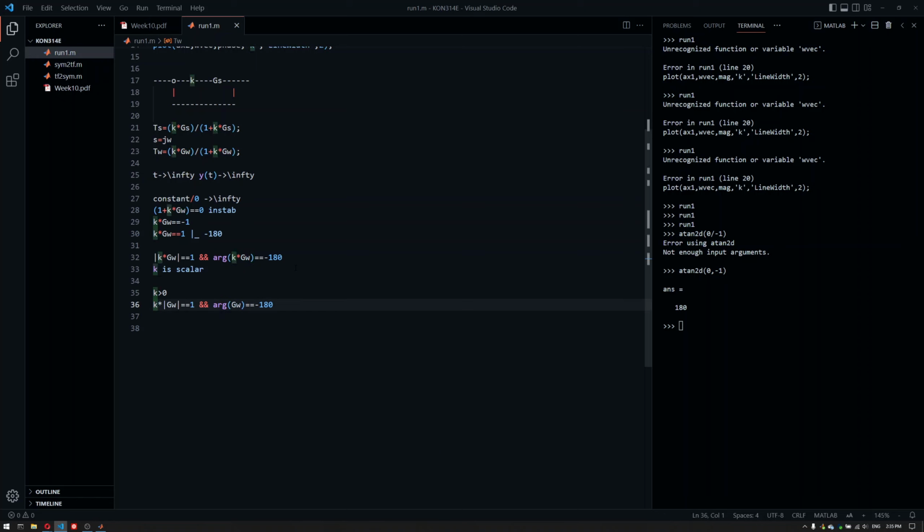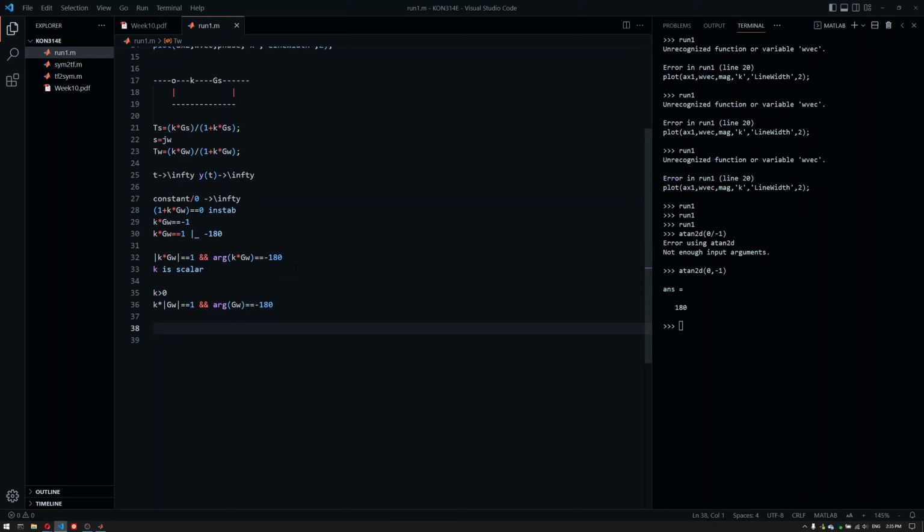Now we are at a certain point here. We have the argument of g(jω) equals 180 degrees or -180 degrees, and then we have k times the absolute value of g(jω) should be equal to 1. Now let's let that sit here, and let's begin with the negative one.